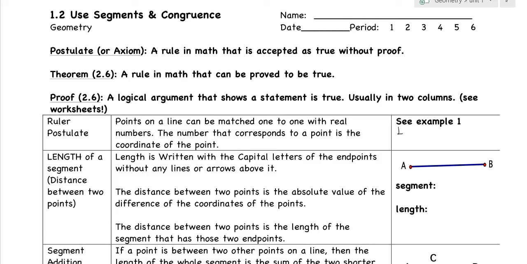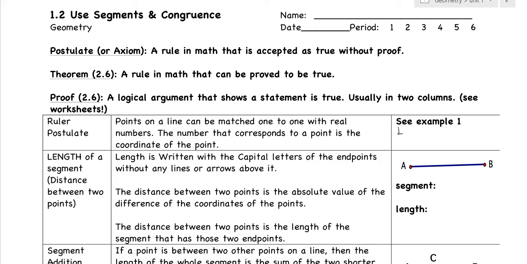The word postulate in this book is a rule that is accepted as true without a proof, whereas a theorem is a rule in math that can be proved to be true. So postulates and theorems are things we're going to work with all year long. We're going to get the first of our postulates today.